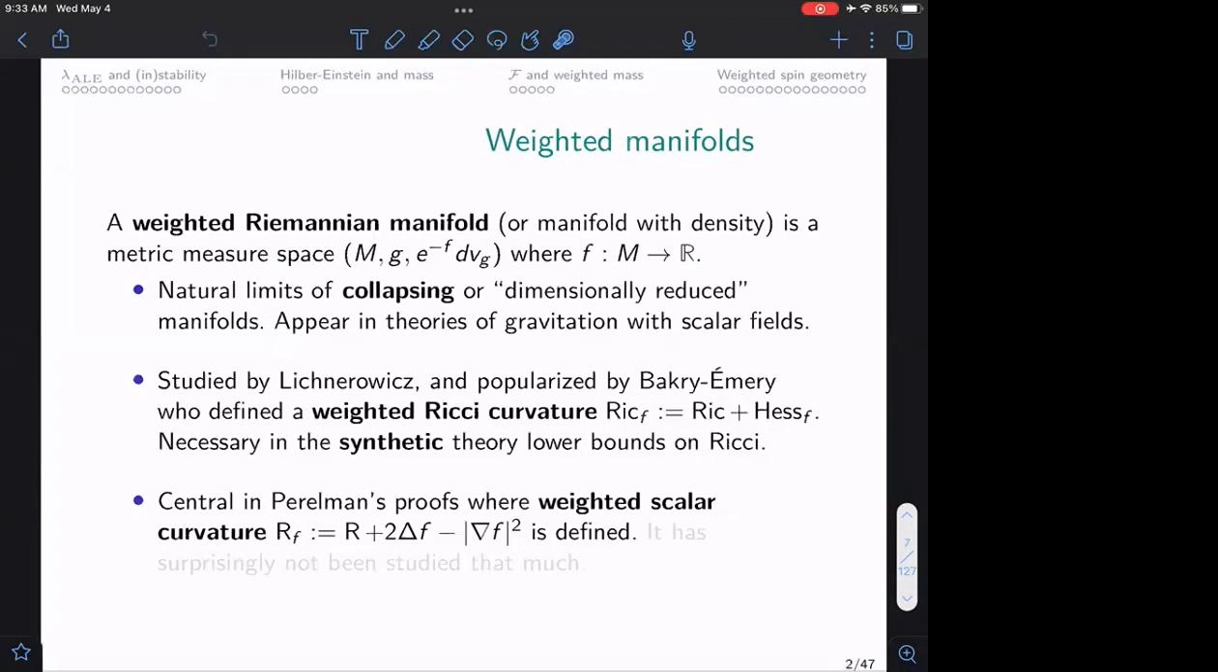We'll see a lot of very clean formulas that completely extend the unweighted ones to the weighted case with this formula only, and it would not work with another one. So I really want to motivate that this is the right weighted scalar curvature. And if you want to have a synthetic theory of scalar curvature, maybe you will need to have this notion of weighted scalar curvature somewhere.